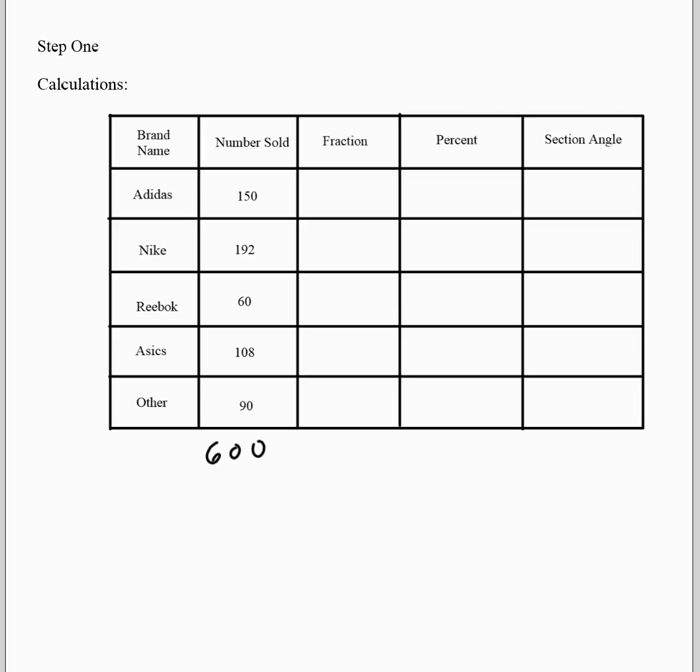So Adidas, for example, would be 150 over 600 as a fraction. And to turn that into a percent, remember we just do the numerator divided by denominator times 100. So I'm going to write that in there. Top divided by bottom times 100. So we're going to turn all of our data into a percentage. And when I do that, I'm going to get 25%.